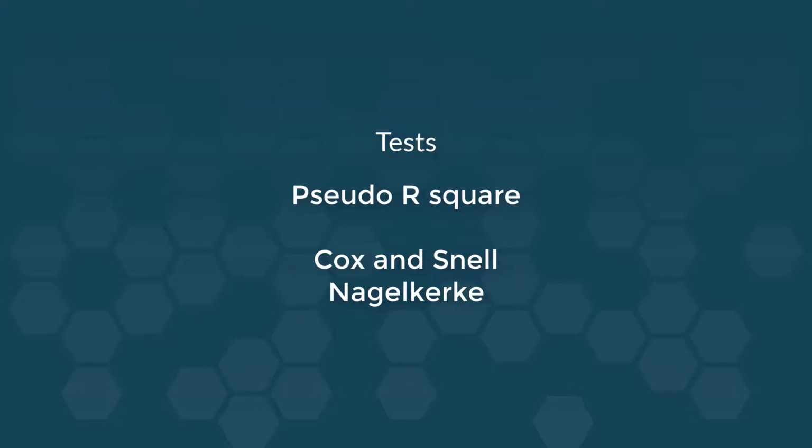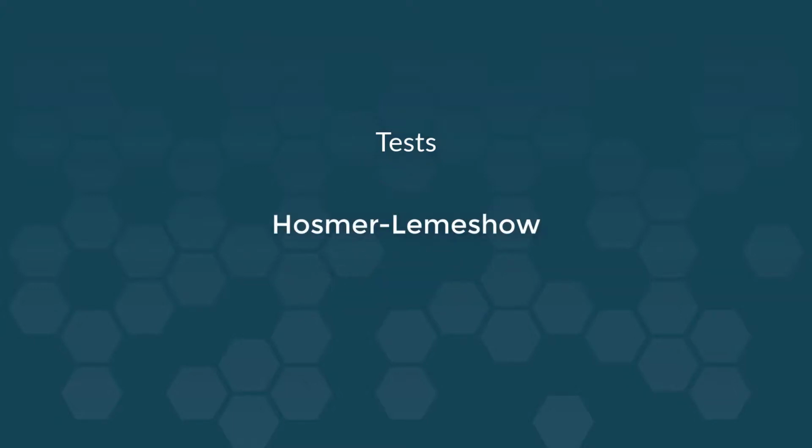They're not exactly the same as the R-squared used in the least squares method in linear regression, but they're roughly analogous. And finally, the Hosmer-Lemeshow goodness of fit test.